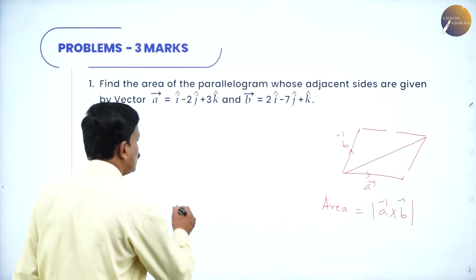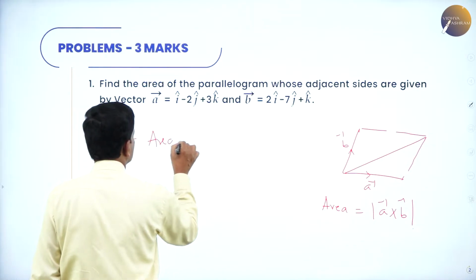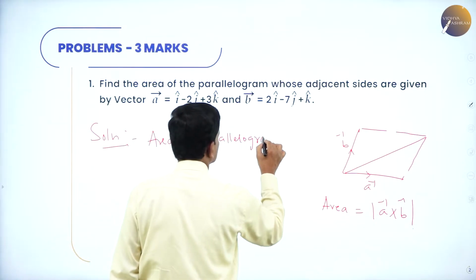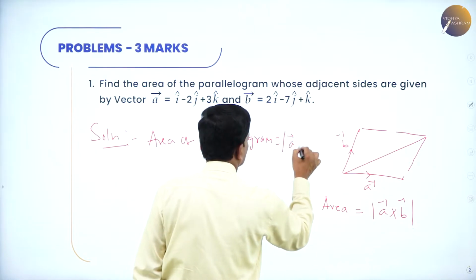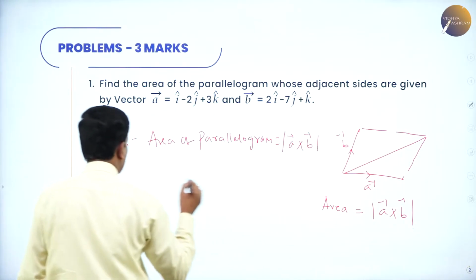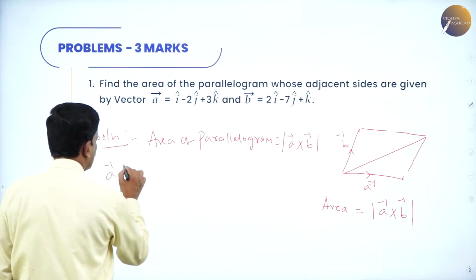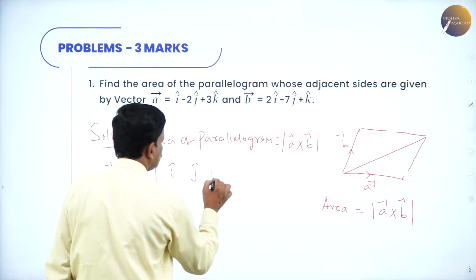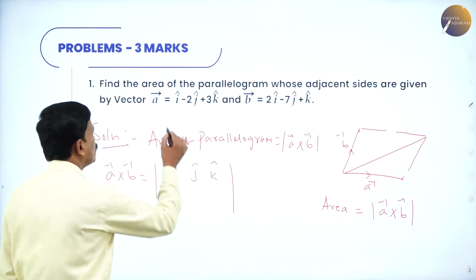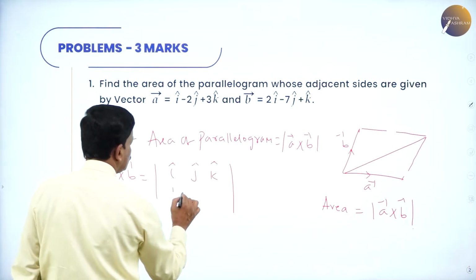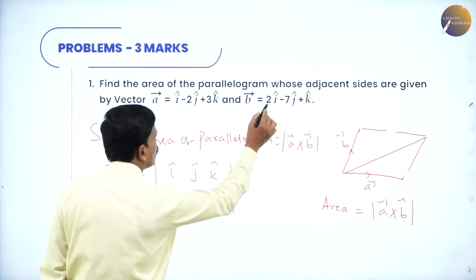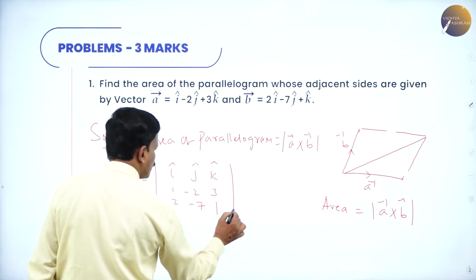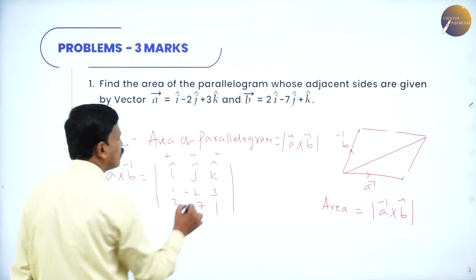Now, the area of the parallelogram is equal to length of vector A cross B. Now find out A cross B first. A cross B, the cross product, is nothing but the determinant i cap, j cap, k cap, and the coefficients of the vector A: i cap is 1, j cap is minus 2 and k cap is 3. And this is 2, minus 7 and 1. Now just simplify this. Now this is plus, minus and plus.